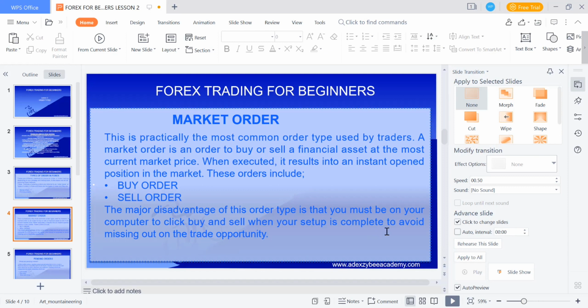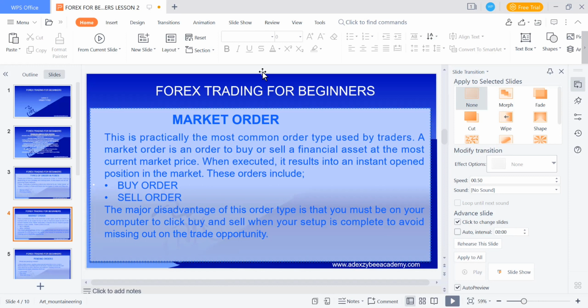When price gets to a particular level that you are interested in buying from or selling from, you have to wait for price to get there. Once it gets there, you have to press buy or sell by yourself. Let's see an example of that.